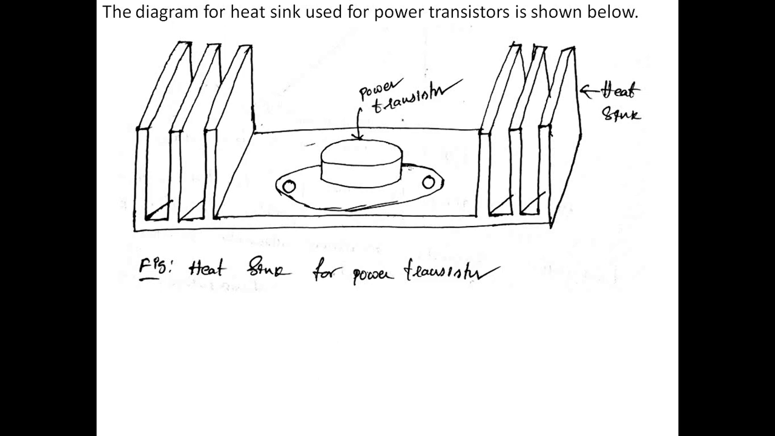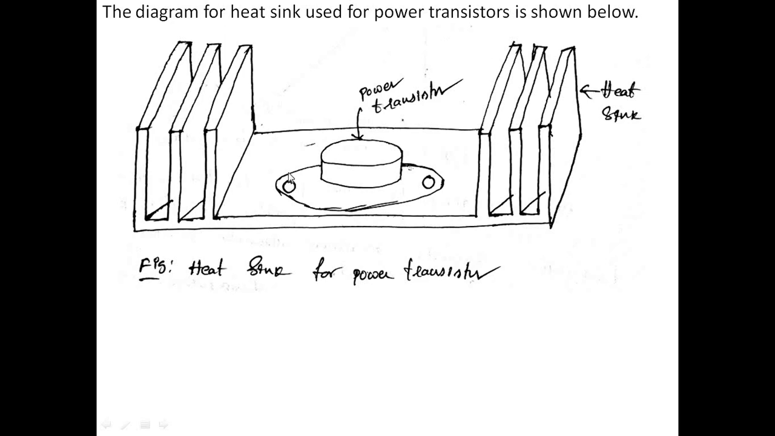This is the diagram we can identify at the back side of a regulated power supply, which is the most popular one. This is the power transistor. Whenever this power transistor is dissipating the power, and the power dissipation which is in the form of heat, that heat will be distributed throughout this heat sink. Uniformly the heat will be distributed. As a result, you are avoiding the damage of the power transistor. This is the basic structure, and the most popular structure used for heat sink.